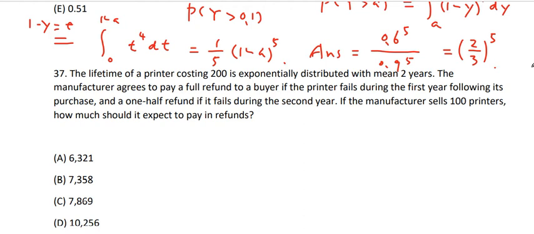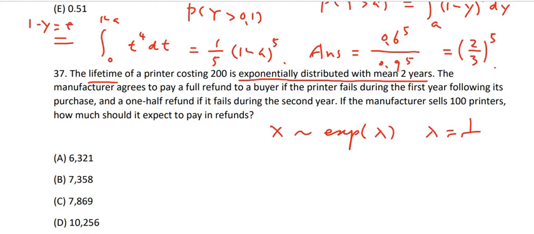So problem 37, the lifetime for those things is exponentially distributed with mean 2. So we let this be x. We say this x follows an exponential distribution with mean 2, so this lambda is 1 over 2.